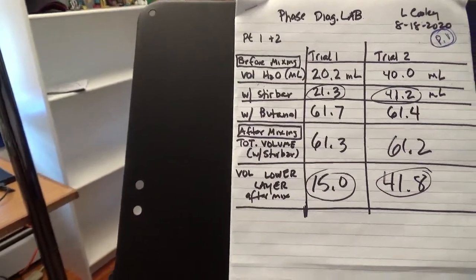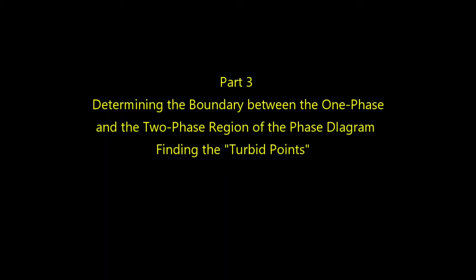Okay. So now we're up to the longest part of this lab, which is part 3, which is determining the boundary between the 1-phase and the 2-phase region on that phase diagram. And here is where we'll be finding what I've called the turbid points, points where we just add enough acetic acid for the mixture of butanol and water to go from cloudy to clear.